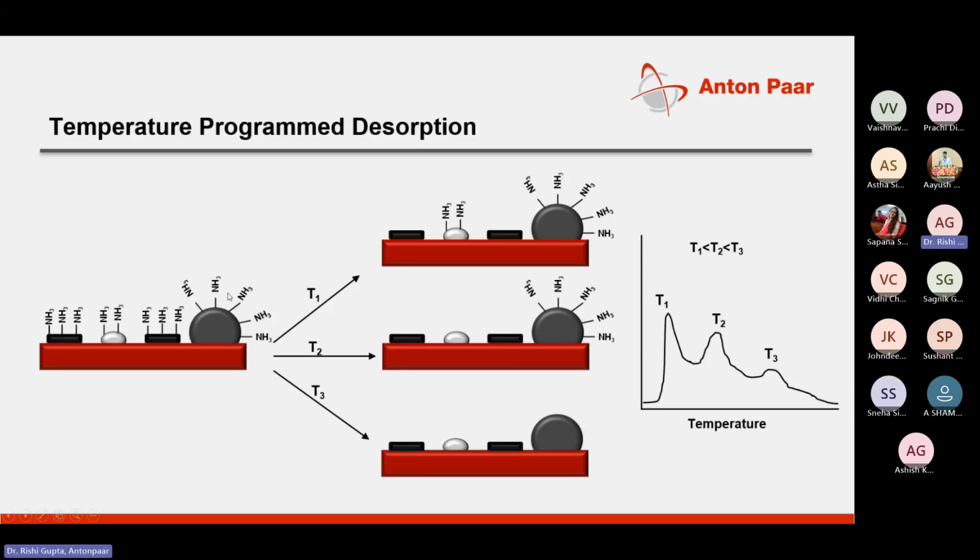Instead of ammonia, had it been CO2, the CO2 is used for basic site concentration because CO2 is an acidic gas. So if you have done this experiment with CO2, CO2 would have bound over the basic sites only. So you will get the basic site information with this.